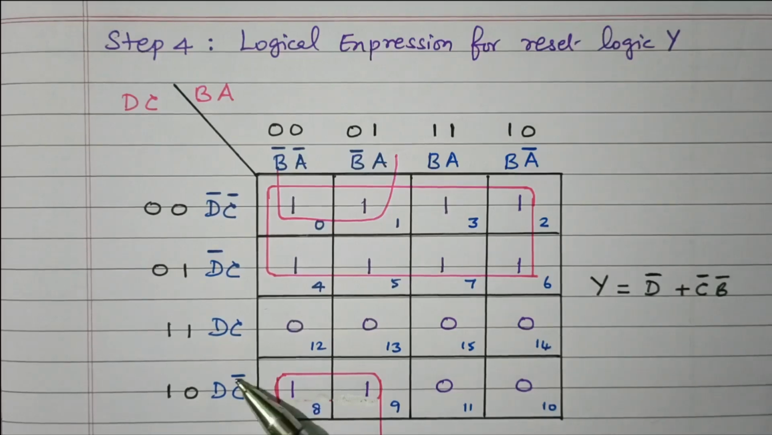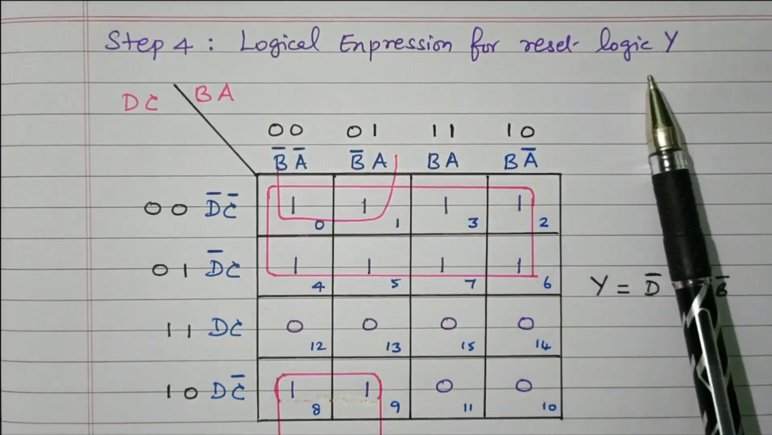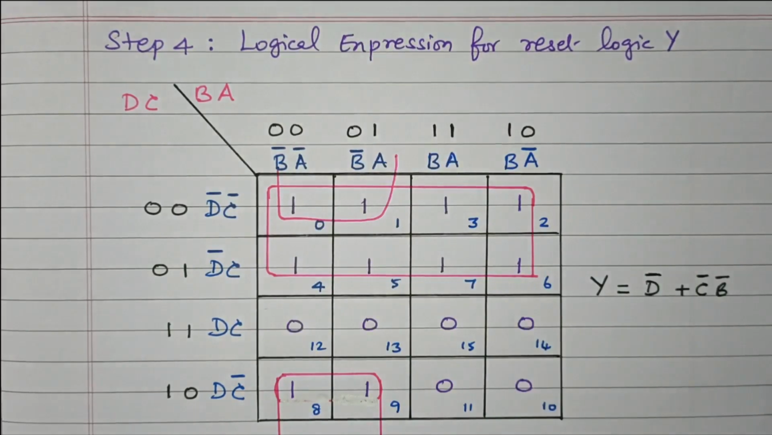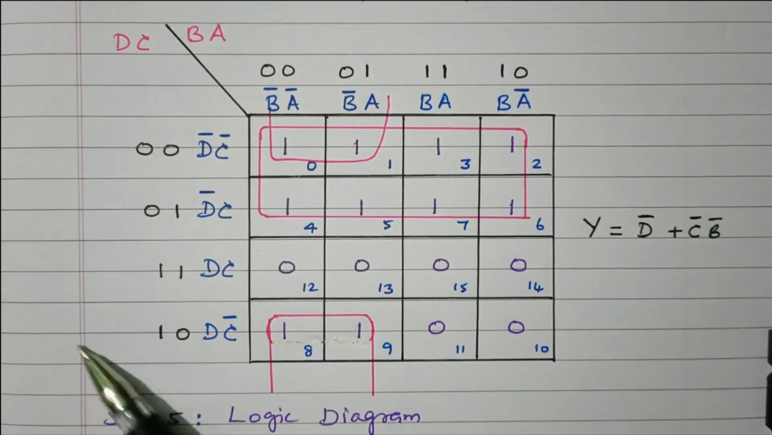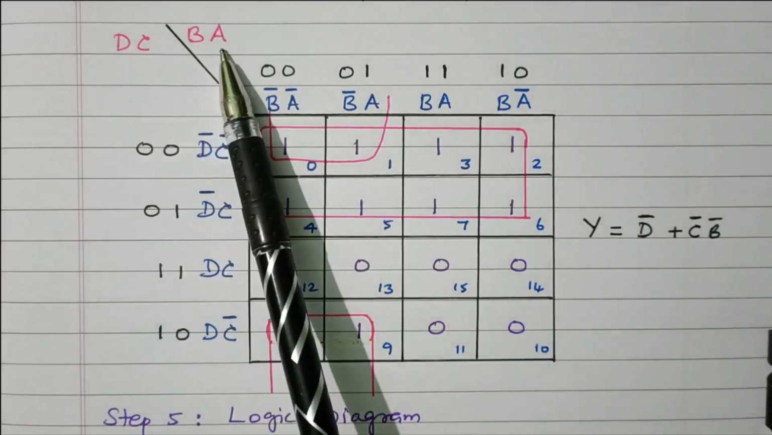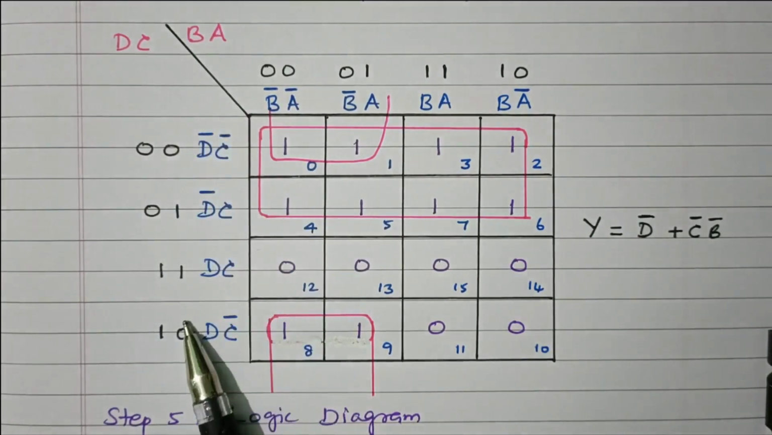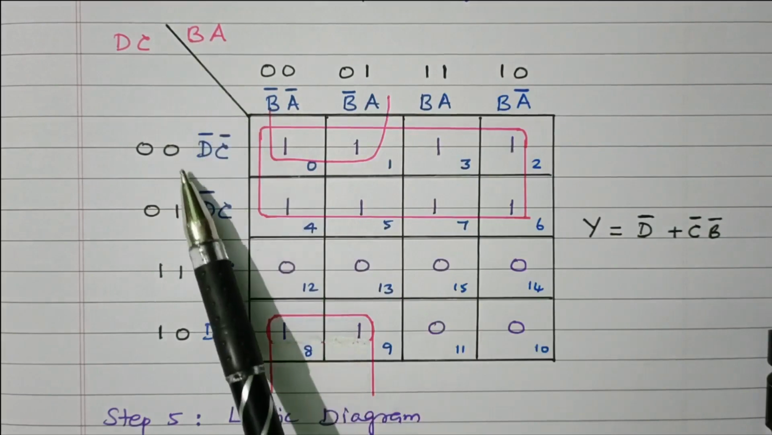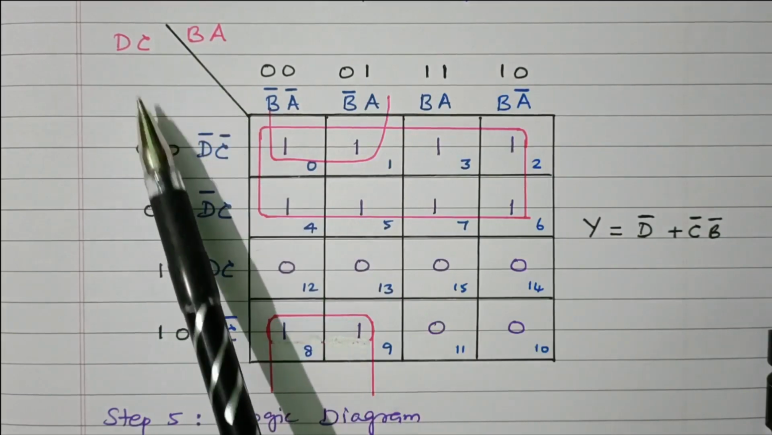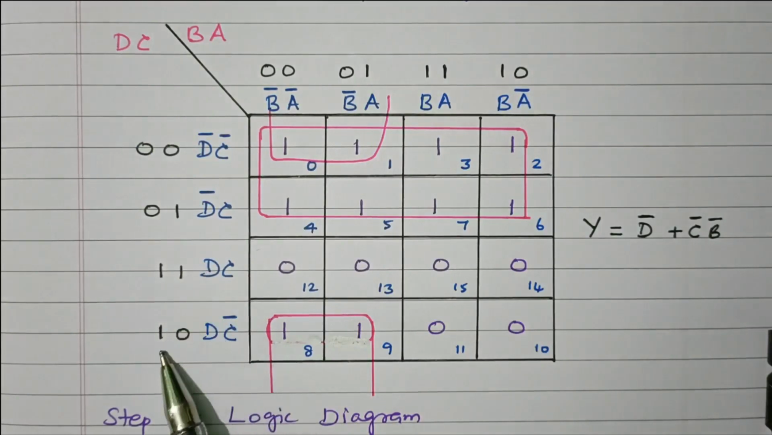So this is the Karnaugh map for finding the logical expression of reset logic y, right? There are 4 variables available. We have a 4 variable K map: A, B, C, D. D is the MSB, A is the LSB. So we take D, C available in vertical manner, BA available in horizontal manner. Totally 4 variables. DC is 2 variables, 4 combinations. We know that 00, 01, 11, 10.